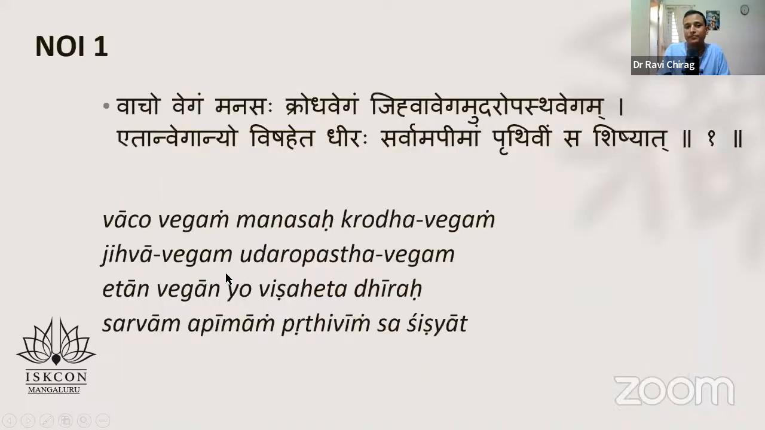So this is the first sloka. Let's see what is there in this sloka. This sloka is very important. Actually, every sloka is very important, but the first sloka is the basis.